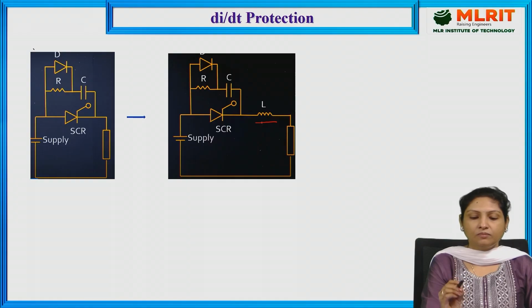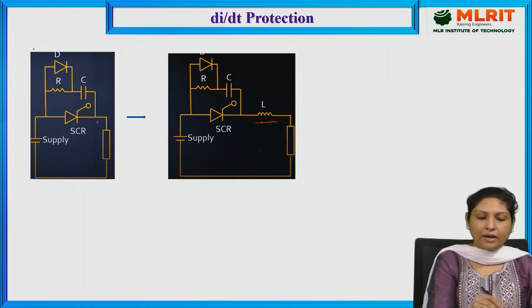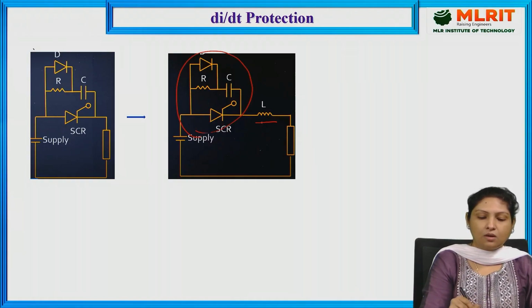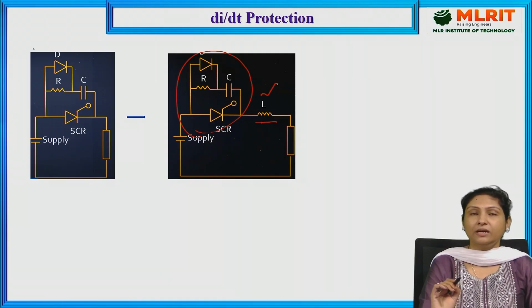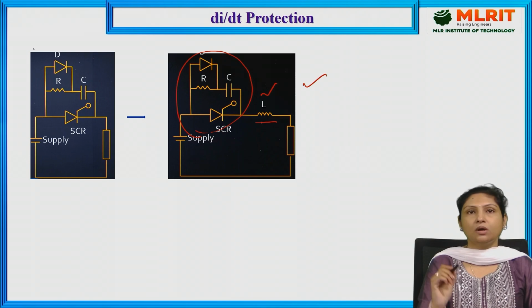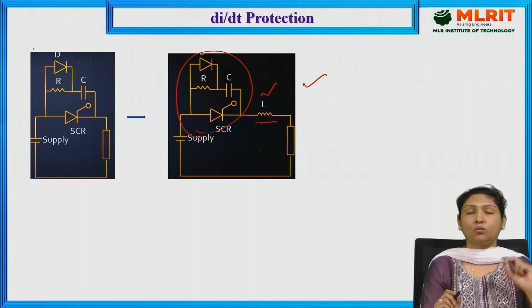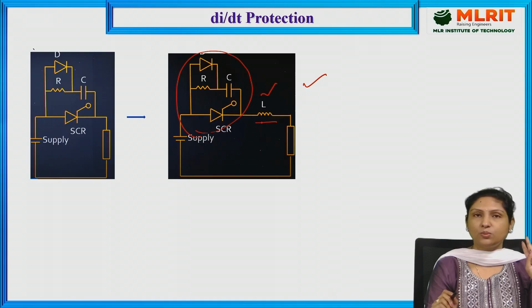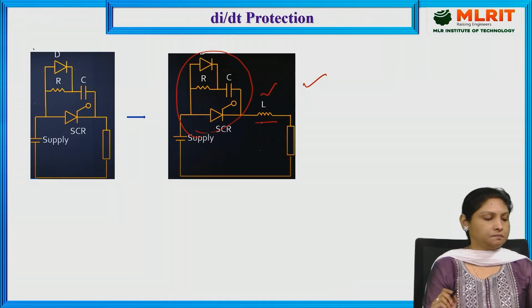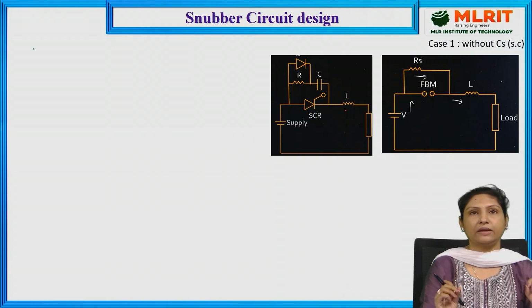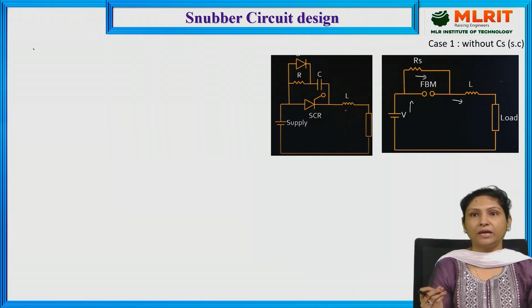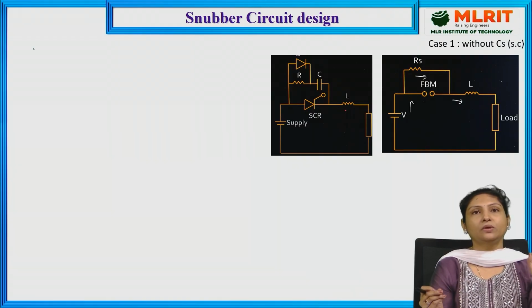So here this provides the required dV by dt protection, whereas this is designed in order to provide the di by dt protection, and this is the complete Snubber circuit protection which has been provided for the SCR from both dV by dt as well as di by dt. And let us derive the formulas in order to obtain each Snubber circuit parameter.